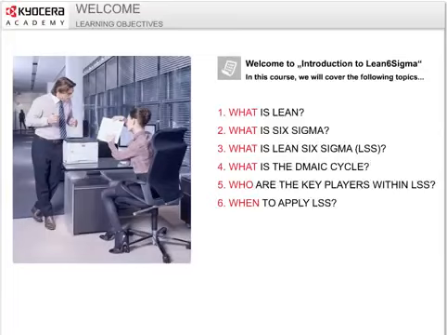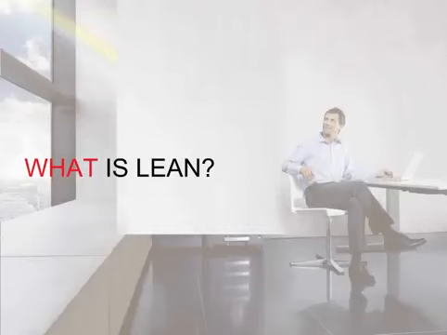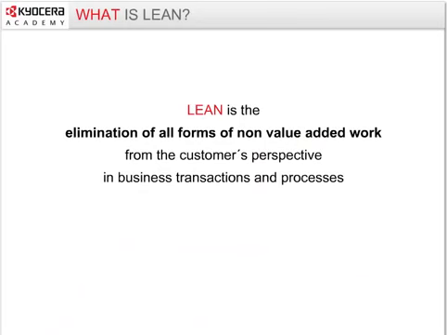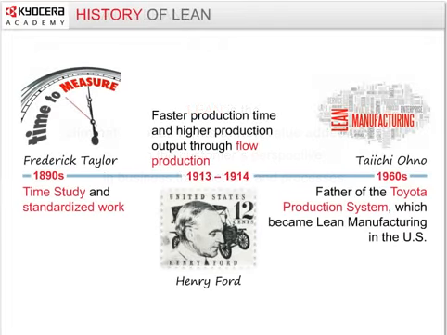So, let's begin. What is Lean? Lean is the elimination of all forms of non-value added work, from the customer's perspective, in business transactions and processes. The history of Lean has its origin in the 1890s. Frederick Taylor was an American mechanical engineer. He is regarded as the father of scientific management, and was one of the first management consultants. Taylor began to look at individual workers and work methods, to figure out the one best way to do every job. The result was time study and standardized work.